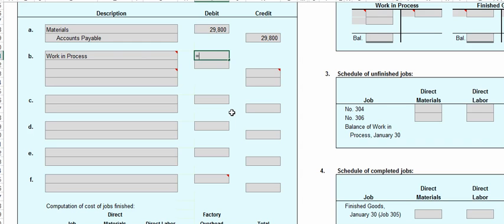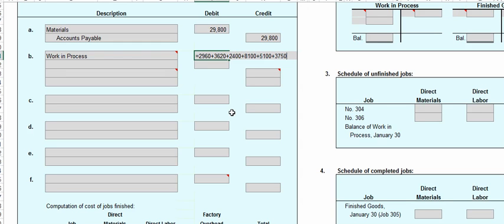I'm going to start down the materials column, 2960 plus 3620 plus 2400 plus 8100 plus 5100 plus 3750. Okay, and that takes care of all the materials used on specific jobs.